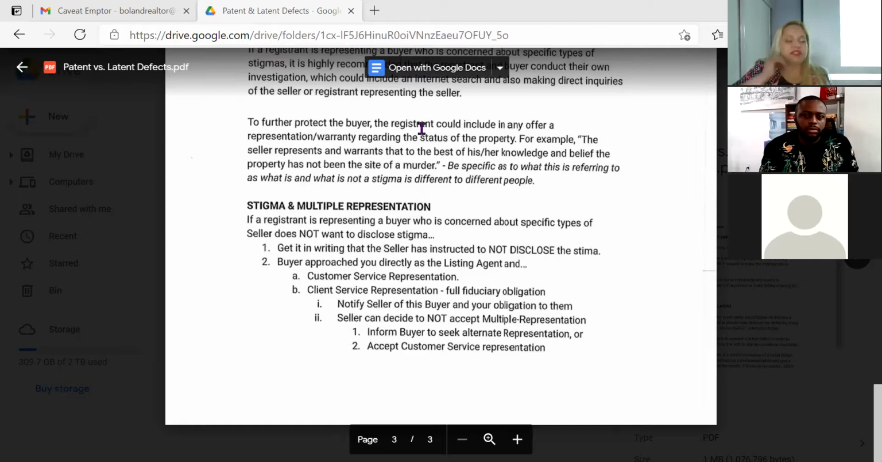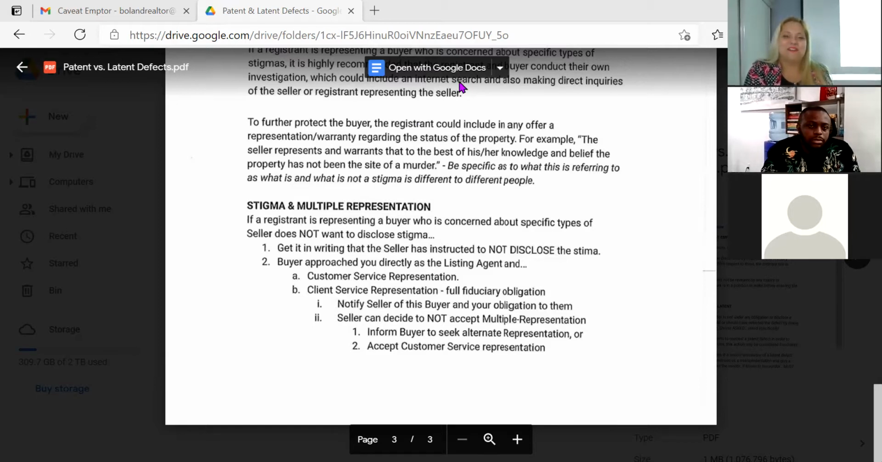Customer service is just saying to them, hey, I can write up the contract for you, but I can't disclose everything to you about the property, and I can't offer you full fiduciary responsibility on my part. I can't do my complete due diligence for you. That's a rare person. You'll find that will just go, okay, yeah, fine, write up the contract.